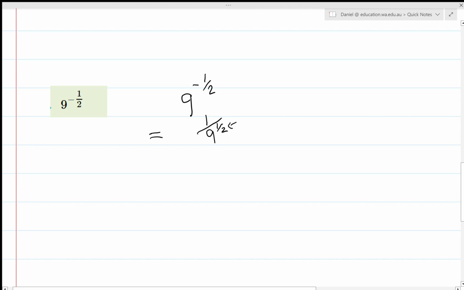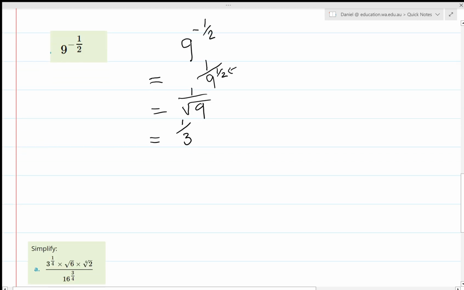We know the denominator is the root. So let's now rewrite it. 1 over root 9. We don't need to put the 2 there. We know the square root of 9 is 3. The answer is 1 over 3.